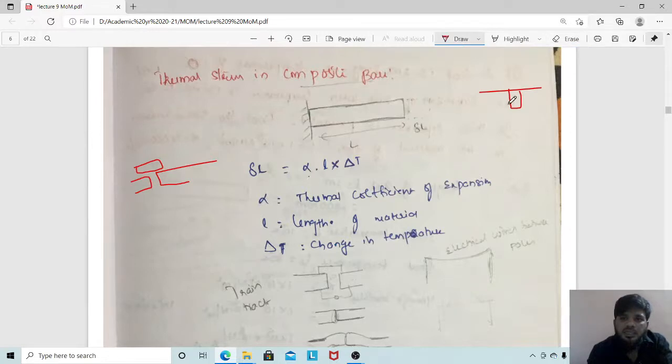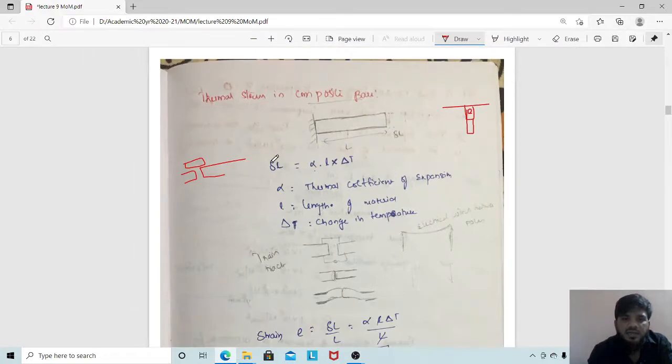When the bar is trying to expand like this, to avoid this expansion, there will be some internal resistive forces generated. Those stresses are called thermal stresses. And now how we are going to calculate the deflection because of thermal stresses is this formula. Previously we used PL by AE, here we are going to use alpha into L into delta T.